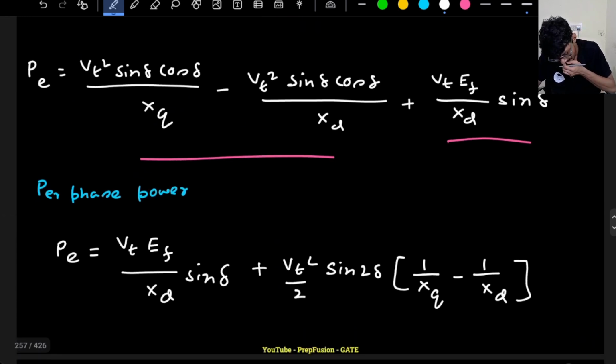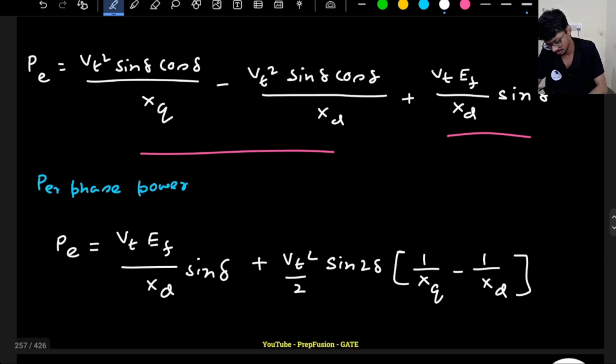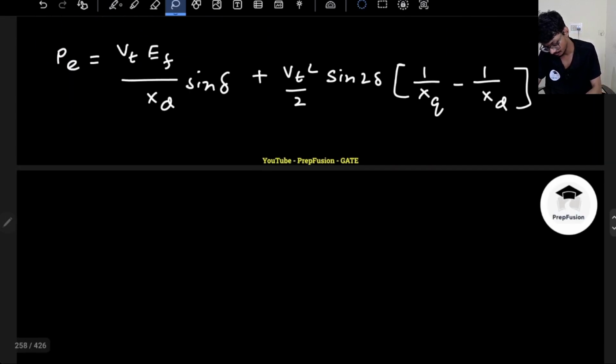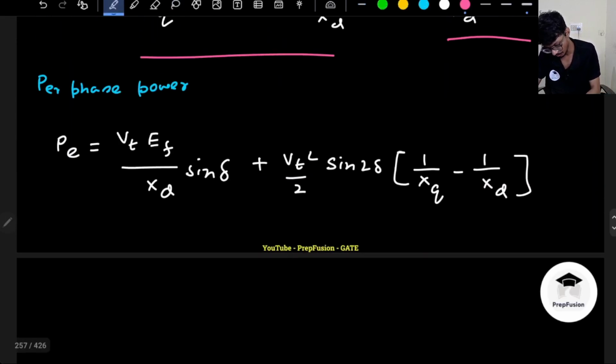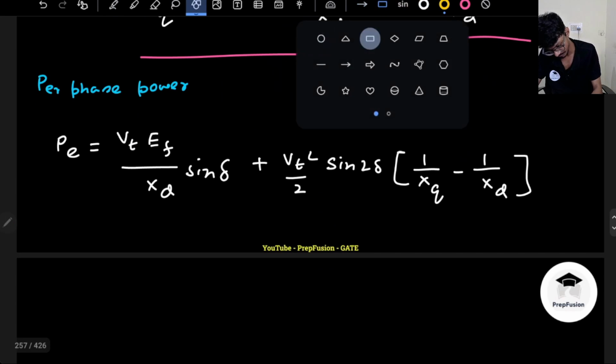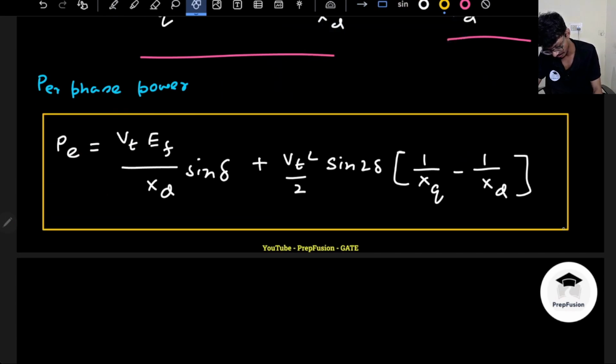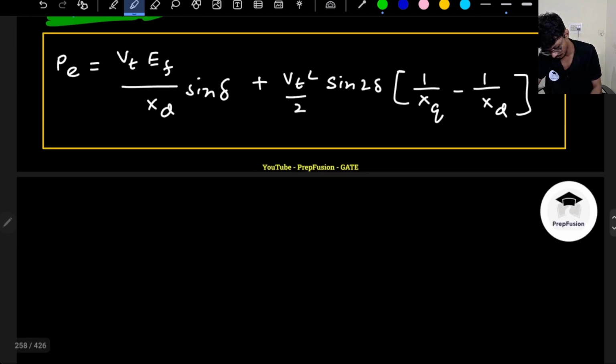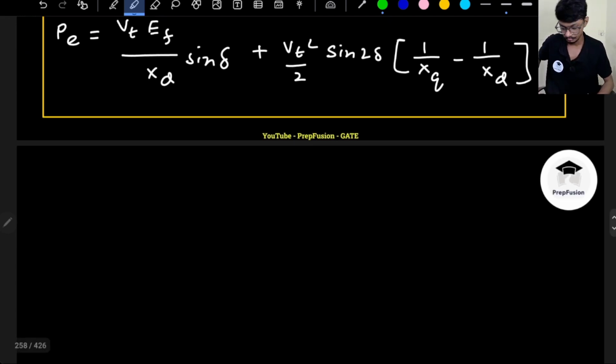Okay, so what I wanted to have as a conclusion here. One thing I notice is, even if my EF is 0, so this is important actually, this formula is important, this you have to remember. No other option, this you have to remember, and remember it is per phase power, right? Per phase power, don't forget this.